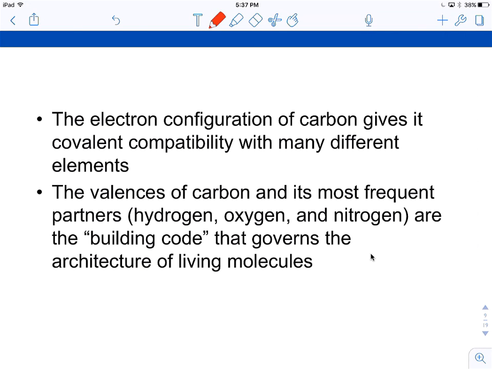The electron configuration of carbon gives it covalent compatibility with many, many elements. But there are a few elements that it seems to be selective for that are involved in these organic compounds that make up living systems. And these other elements are hydrogen, oxygen, and nitrogen. Okay? And these guys get together way more often than any others with carbon and form our living molecules.